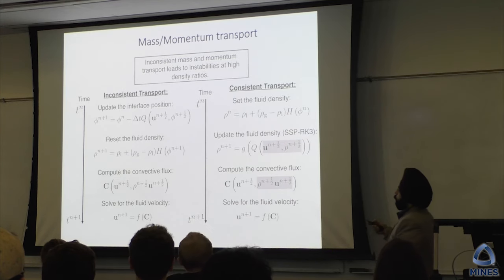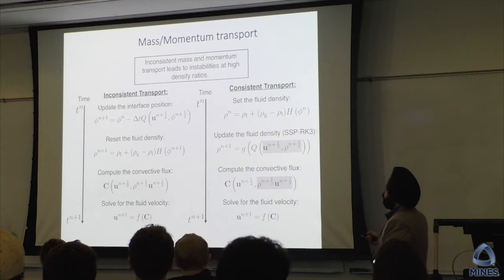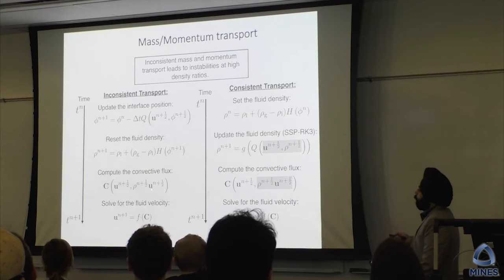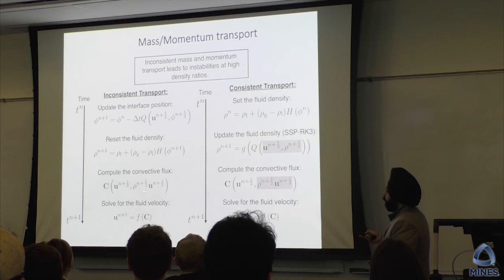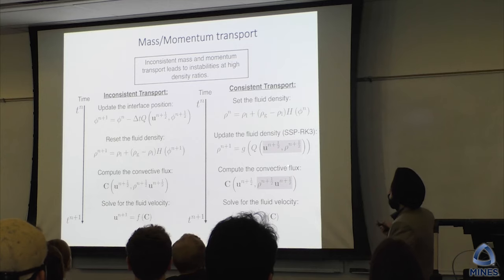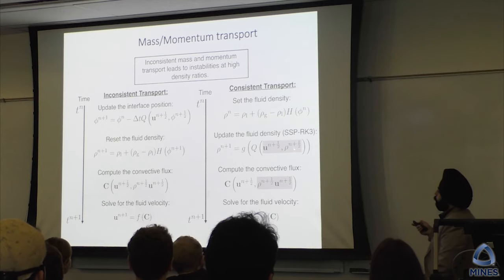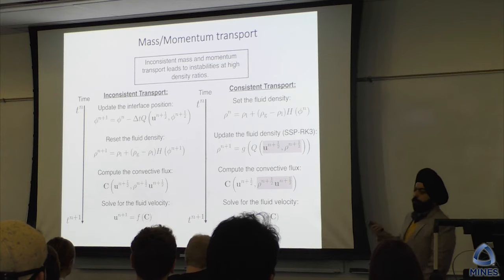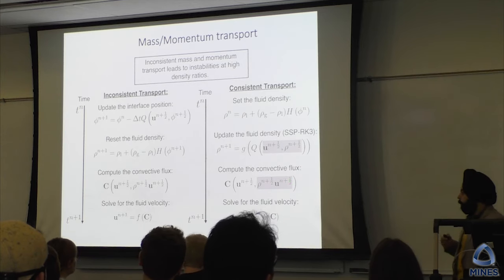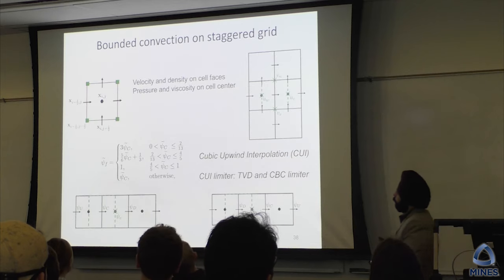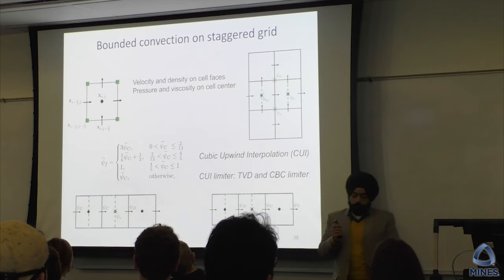Okay, so here's a breakdown. In the inconsistent or non-conservative form, your mass flux in the convective operator is decoupled from your density field. But in the consistent transport, you are coupling your mass fluxes in the density update and your fluid momentum convective operator.